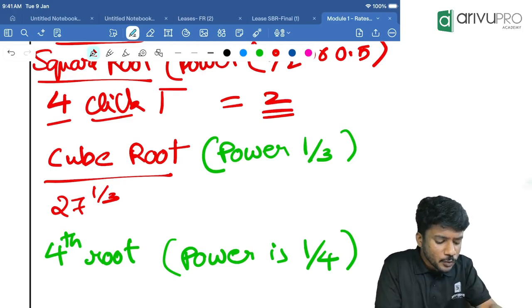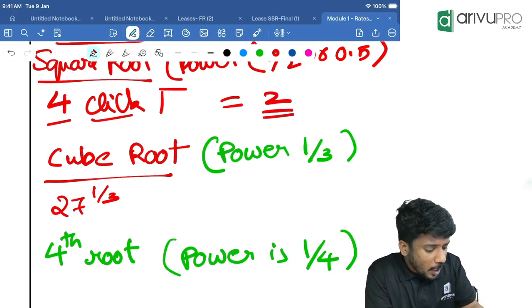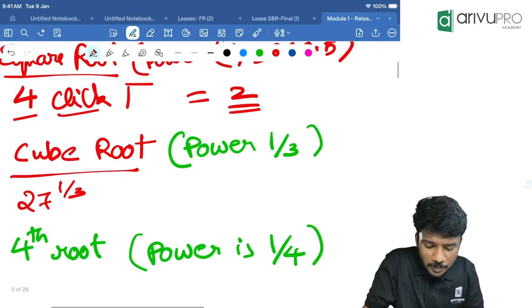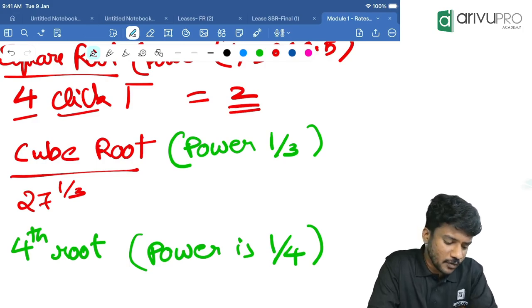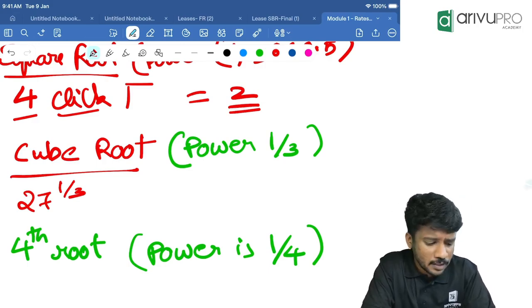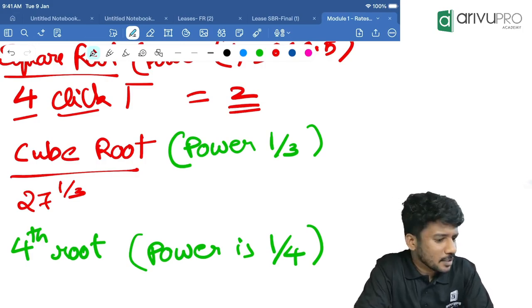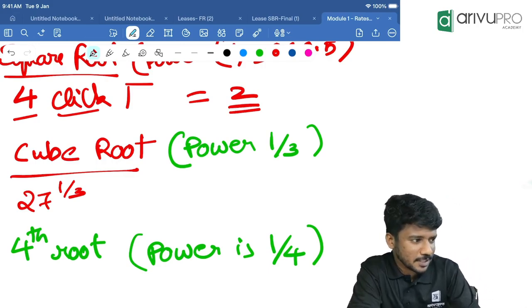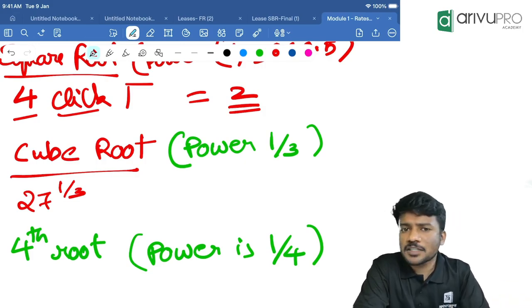People, have you seen a button like 1 divided by x? If you clear everything and type 3 on your calculator, and click 1 by x, it will become 0.33333. How many decimals are there? 9 decimals will be there. Everyone is having 9 decimals, right? Perfect. Now that is 1 by 3.